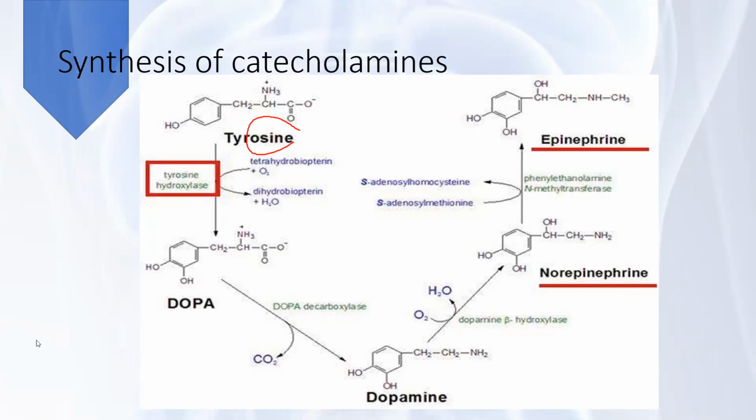Okay, repeat. The tyrosine from the metabolism of phenylalanine will enter into what we call chromaffin cells. What will happen? Upon entry into the chromaffin cells, it will undergo hydroxylation, and this hydroxylation happens through the enzyme tyrosine hydroxylase.